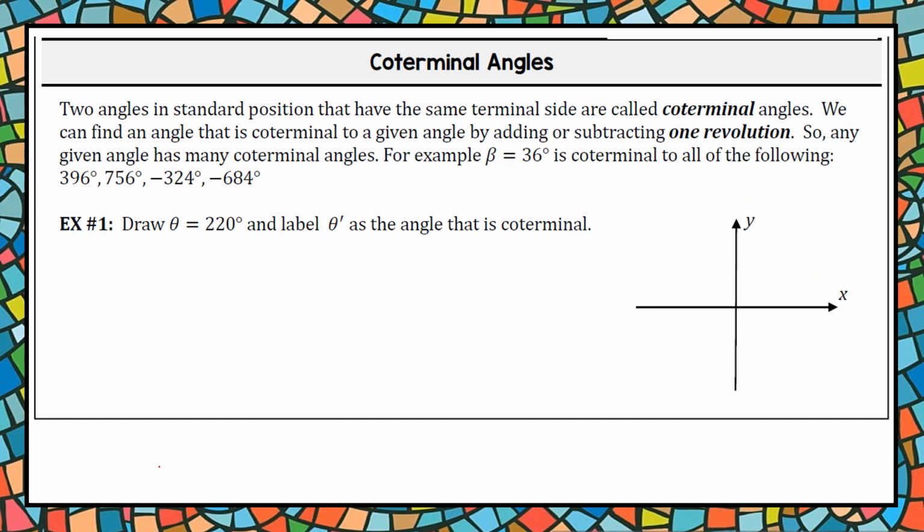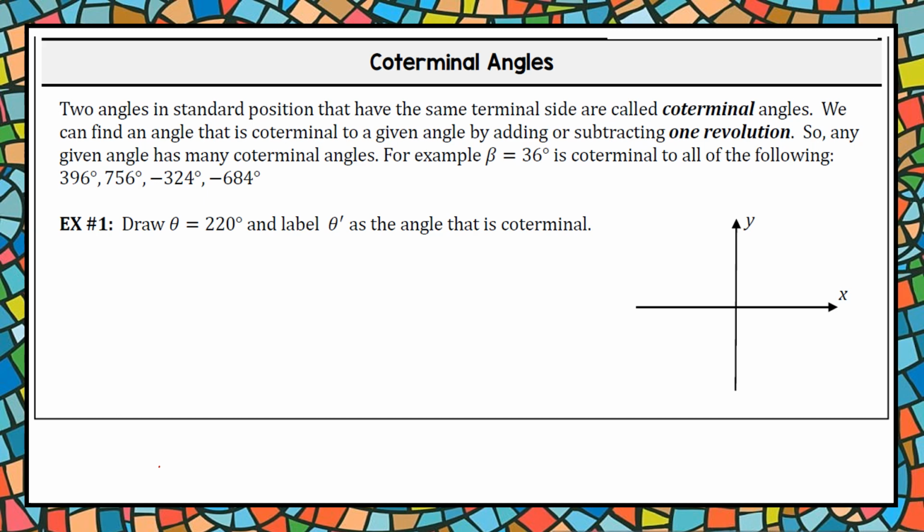Coterminal angles are two angles that are in standard position that share the same terminal side. Because they're in standard position, that means that they both are starting with their initial side on the x-axis. So essentially, these are angles that are going to look exactly the same in terms of their two sides. The only difference is that they are going to be measured differently by either adding or subtracting an entire revolution. Let's go ahead and do an example here.